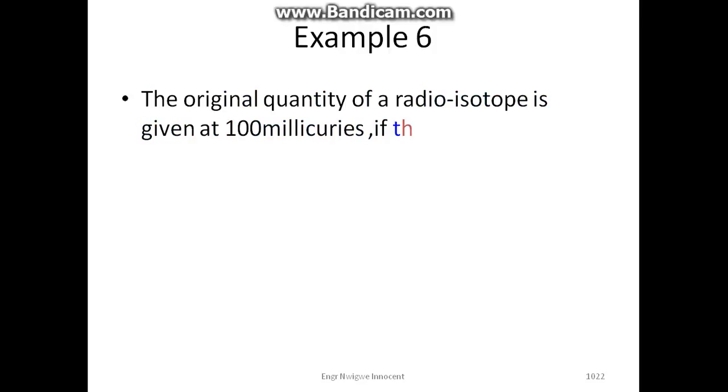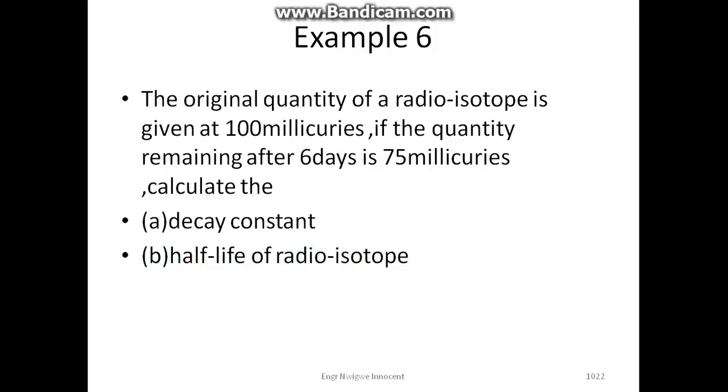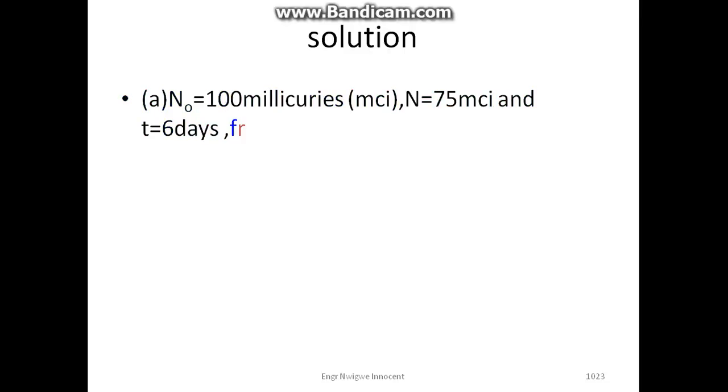Example 7. The original quantity of a radioisotope is given as 100 millicuries. If the quantity remaining after 6 days is 75 millicuries, calculate A, the decay constant, and B, the half-life of the radioisotope. Solution. A. N0 is equal to 100 millicuries, mCi, N is equal to 75 millicuries, and t is equal to 6 days.